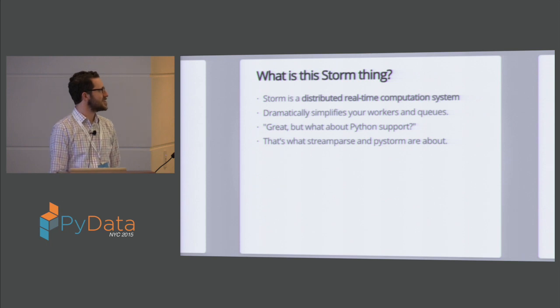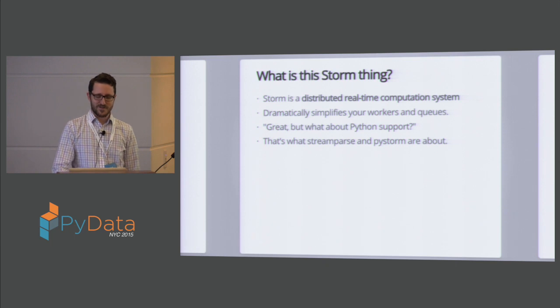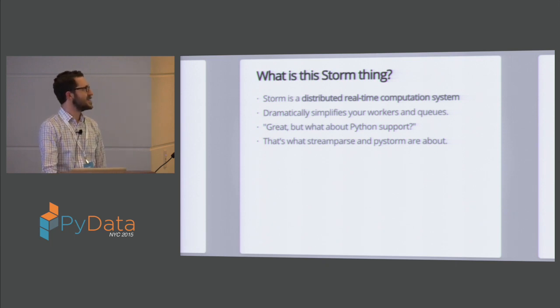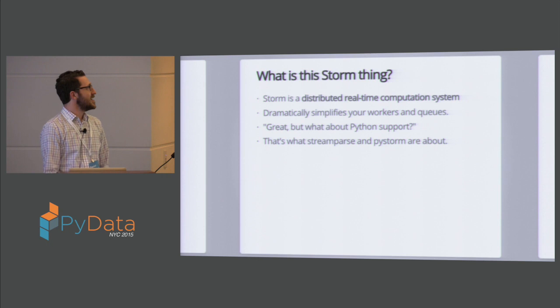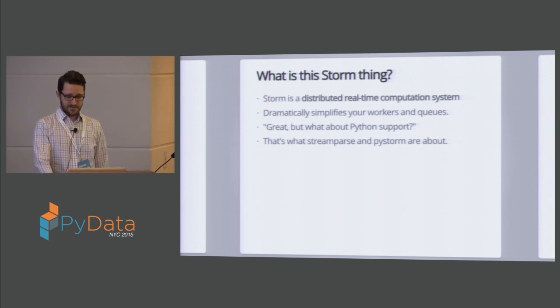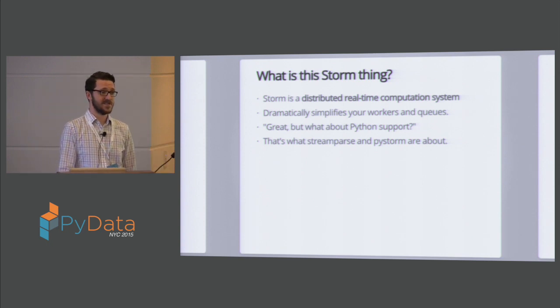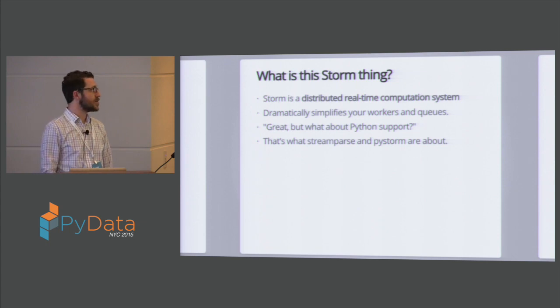And like, what is this? So the tagline is that it's a distributed real-time computation system, and so if you read that, you go, okay, well, what does that mean? But the basic idea is it can allow you to really simplify your setup of workers and queues, and its Python support out of the box is not the best, but it does allow you to add support for basically any other language to Storm pretty easily through this thing called multi-lang protocol, which we'll talk about later.